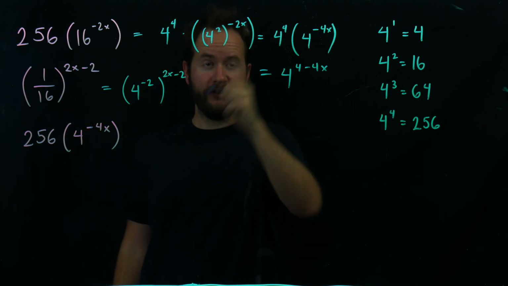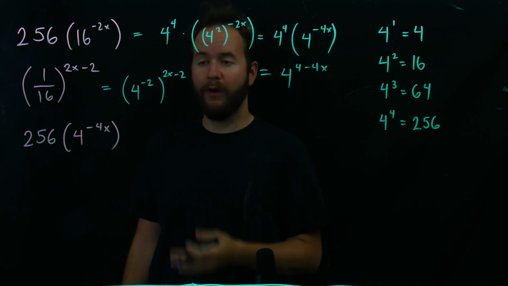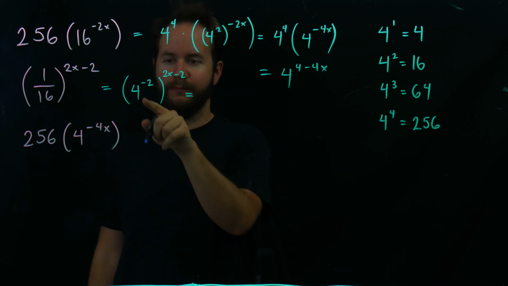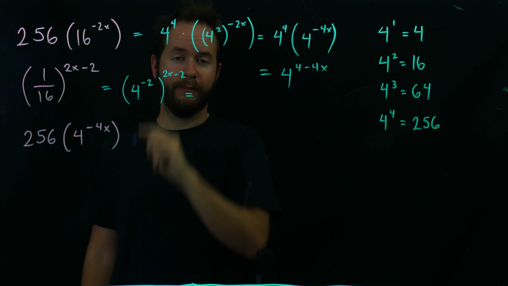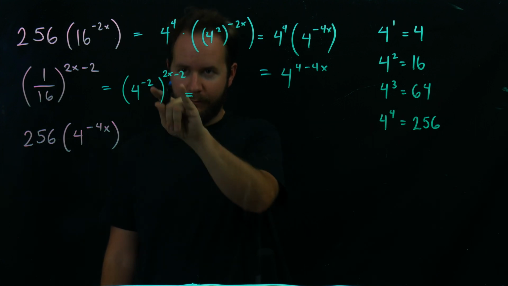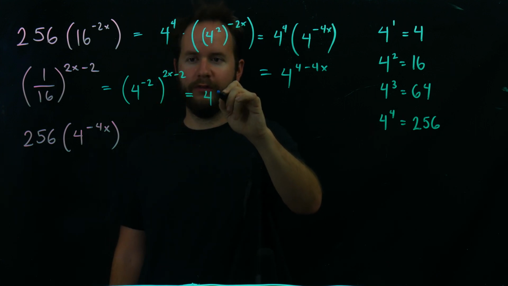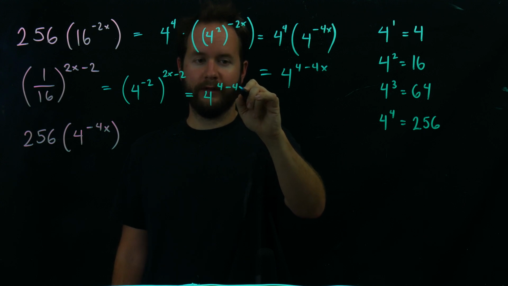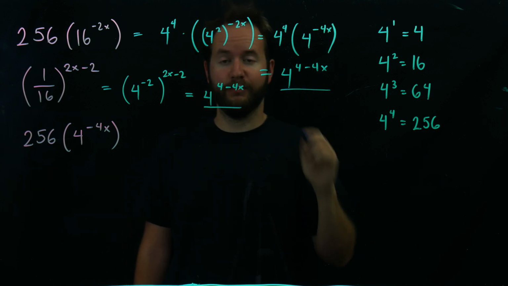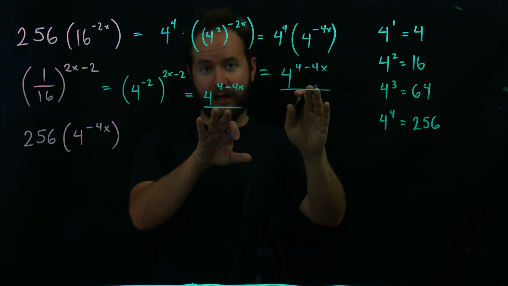As we did for the previous expression, anytime I have power to a power, I'm going to multiply those exponents. This is going to give me 4 to the negative 2, all to the power of 2x minus 2. When I multiply those exponents, I get 4 to the 4 minus 4x. And hey, look, this matches this expression. So far we've got a match with these two.